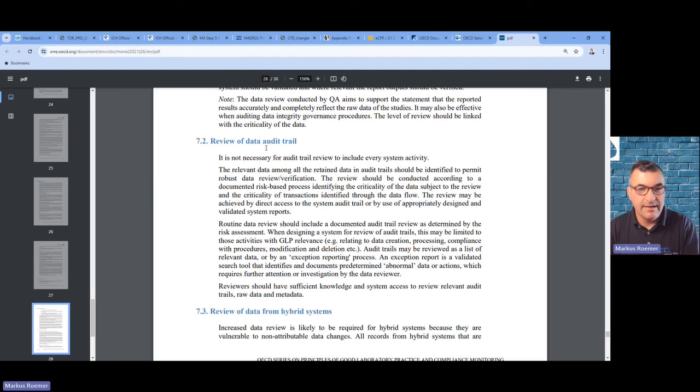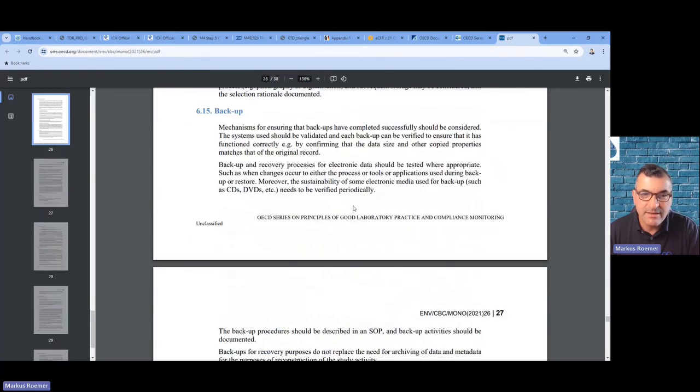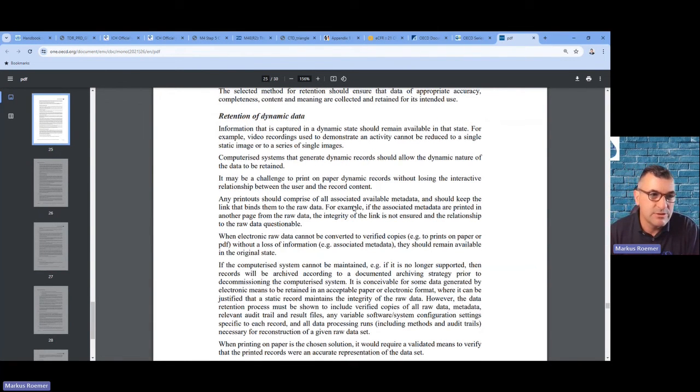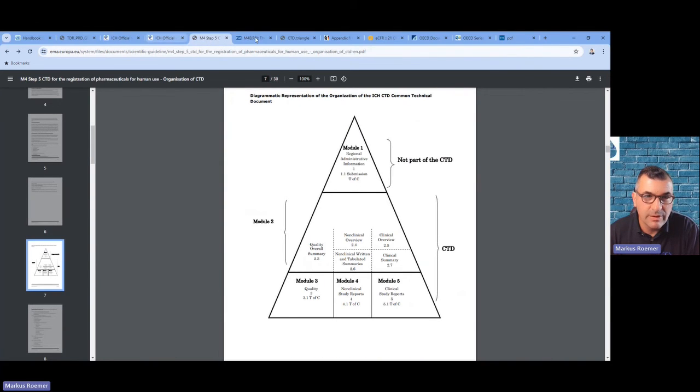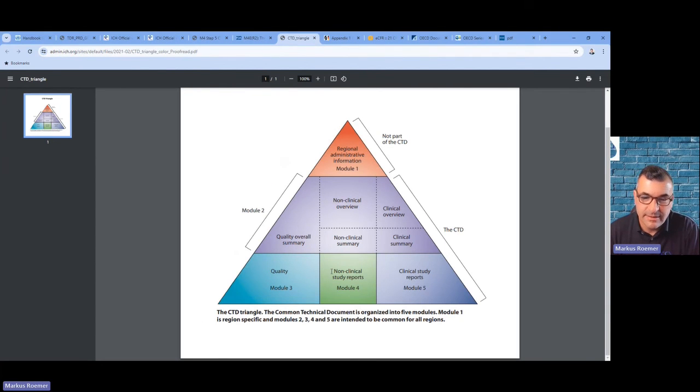Take a buzzword like review of data audit trails. The first sentence shows very good language and methodology: don't make yourself mad and crazy. It is not necessary for audit trail reviews to include every system activity. That's a very good start. It's well written, with user access and different references, so that you get an overview, can navigate through the GxP world, and know where things are coming from. And there we have the CTD triangle: the GLP reports end up in module 4 of your submission. So yes, it's very important.